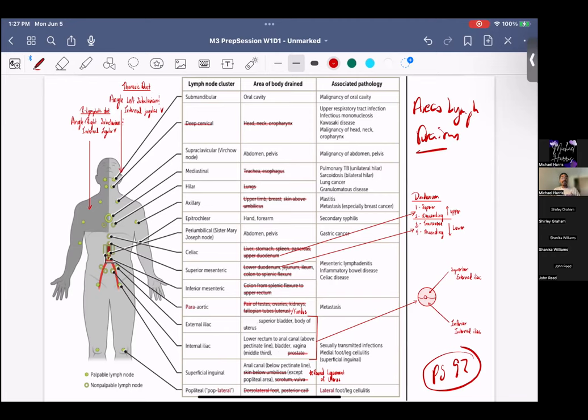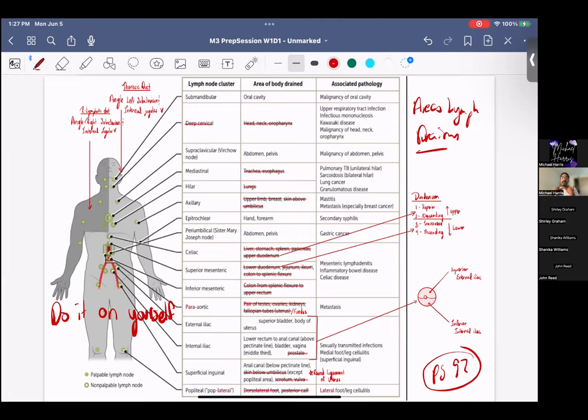Okay? My advice to you is this. Do it on yourself. Okay. As you're reading this, do it on yourself. Okay, head and neck, where does that go? It goes to my cervical lymph nodes, which is why you palpate the cervical lymph nodes.